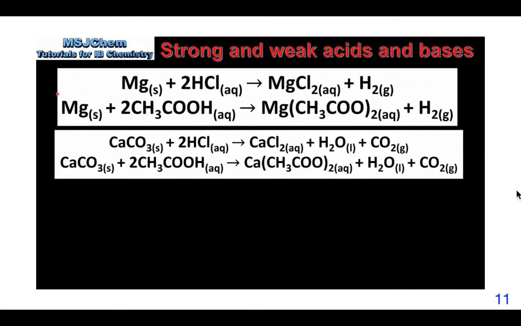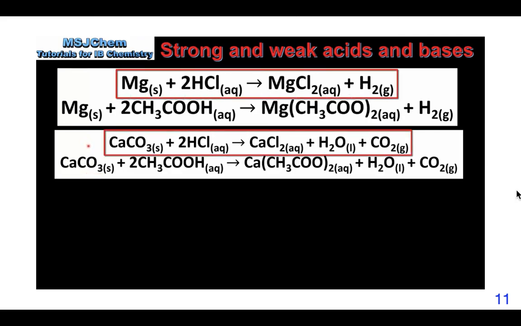Next, we look at rates of reaction. Here we can see two sets of reactions. In the first set of reactions, we have magnesium reacting with hydrochloric acid and magnesium reacting with ethanoic acid. In the second set of reactions, we have calcium carbonate reacting with hydrochloric acid and calcium carbonate reacting with ethanoic acid. So in both sets of reactions, the fastest reaction will be with a strong acid.